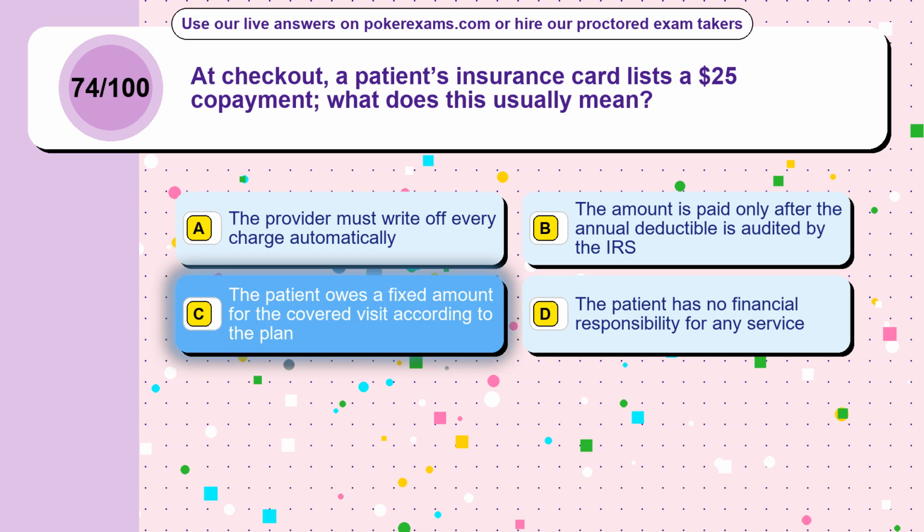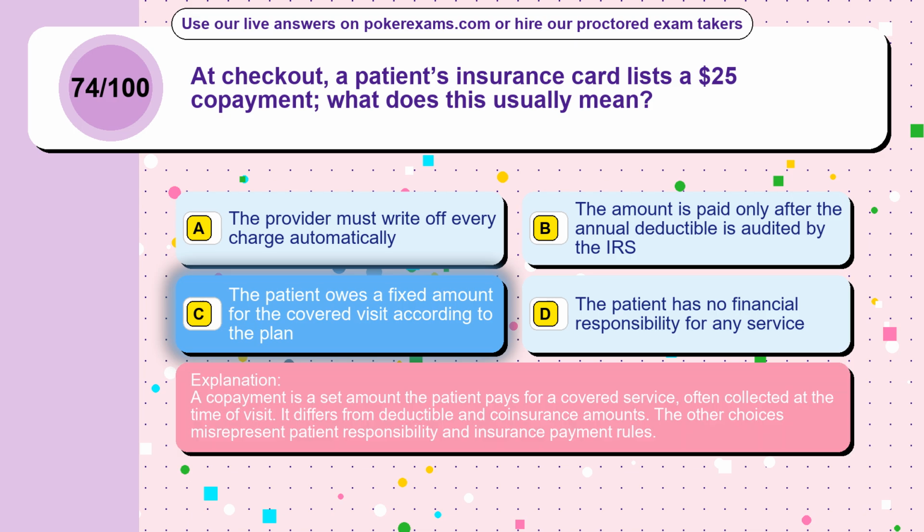The correct answer is option C, the patient owes a fixed amount for the covered visit according to the plan. A copayment is a set amount the patient pays for a covered service, often collected at the time of visit. It differs from deductible and coinsurance amounts. The other choices misrepresent patient responsibility and insurance payment rules.